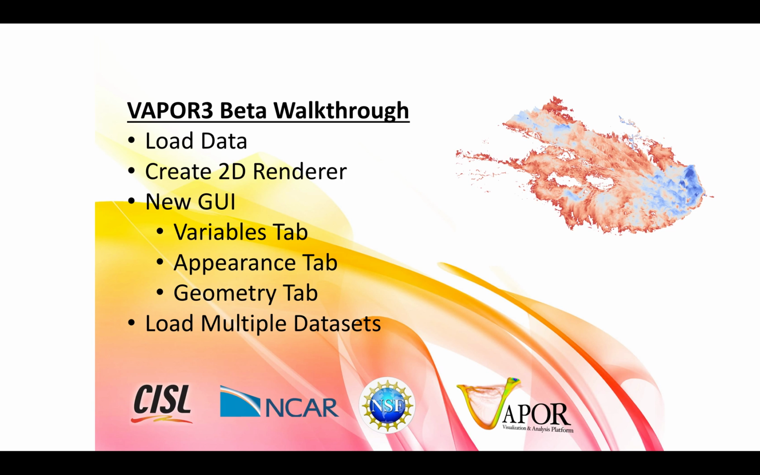I'm going to start off the video by loading a dataset into VAPOR. After that, I'm going to create one renderer of the four that we currently support in VAPOR3 beta. And then after I have that renderer loaded, I will go through VAPOR's new graphical user interface, which subcategorizes all of the renderer's utilities and properties into tabs that we call the Variables tab, the Appearance tab, and the Geometry tab. Finally, I'll load a second data set that we can render simultaneously with the first data set that we've loaded to do intercomparisons visually in real time.